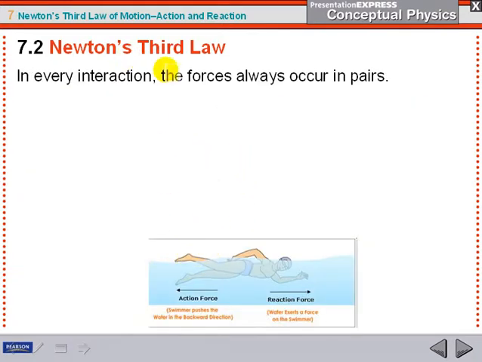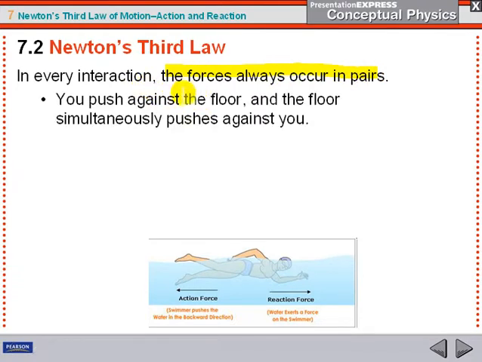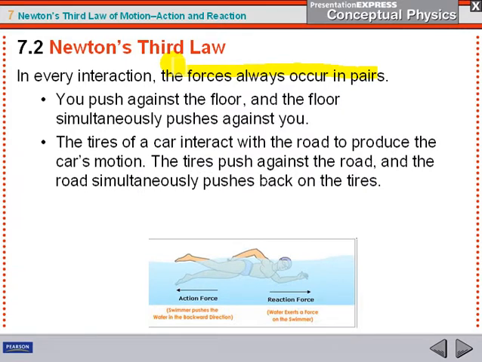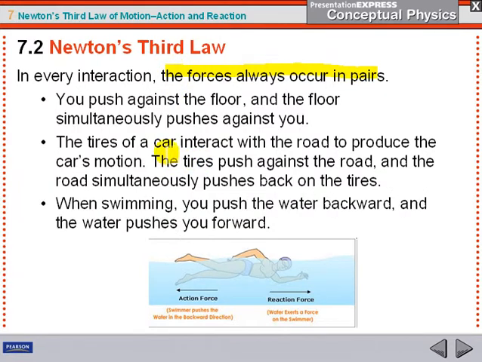So here we could say the forces always occur in pairs. If you push against the floor, the floor pushes against you. The tires of a car push on the road, and the road pushes back on the tires. And that's really what makes you move in a car, the road pushing back. You can see with the swimmer here, the swimmer is pushing on the water and the water is pushing back on the swimmer.